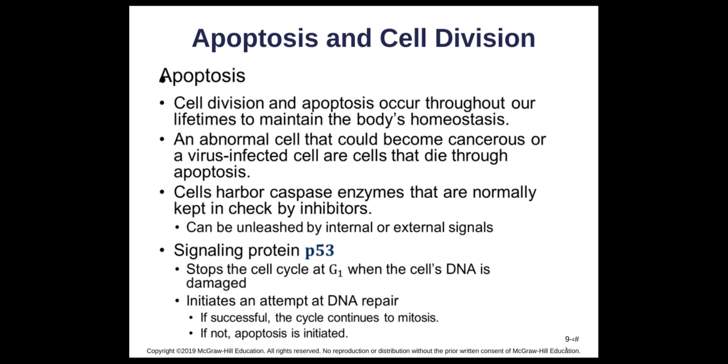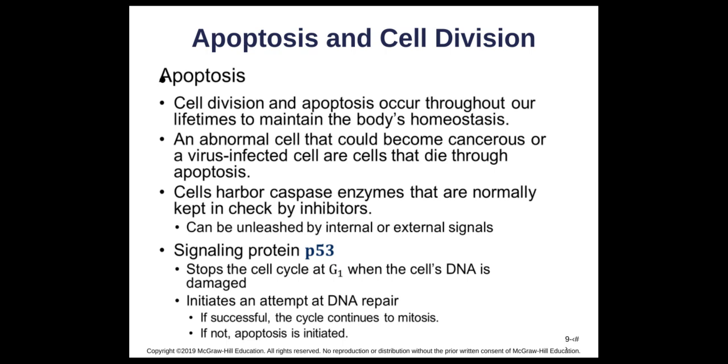An abnormal cell could become cancerous if it becomes infected to a point where it doesn't die through apoptosis. It could be from a virus. It could be from a mutation in the DNA. It could be many things that make it not go through apoptosis. Once it doesn't go through apoptosis, it'll just keep dividing and dividing and dividing. And that's what we know of as cancer, as a tumor.